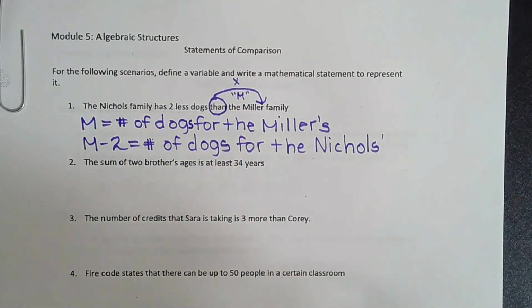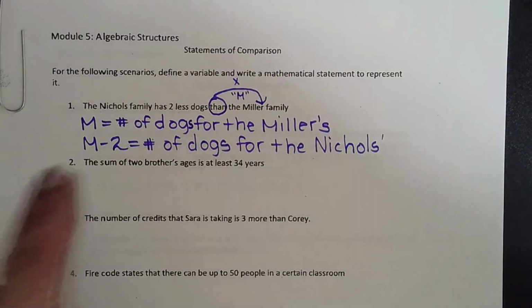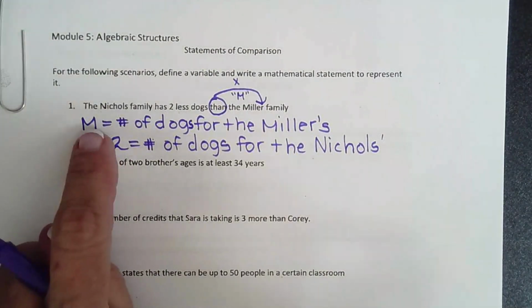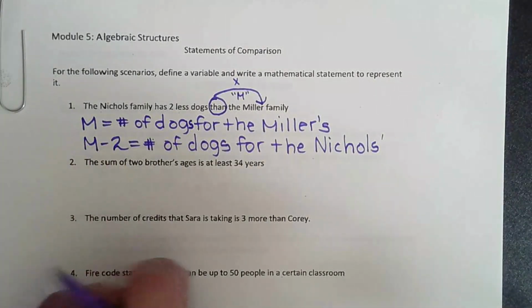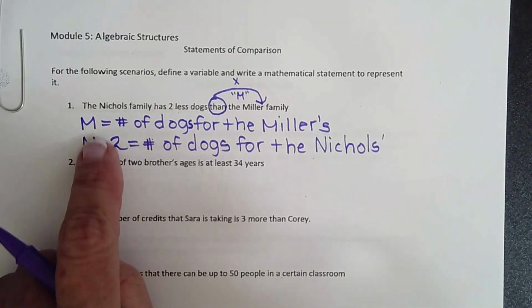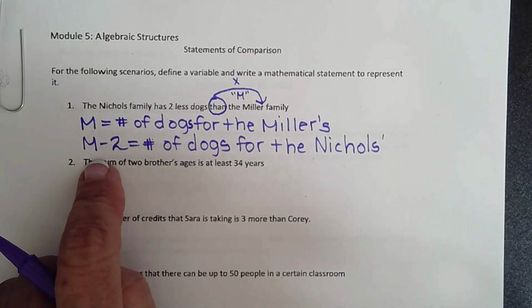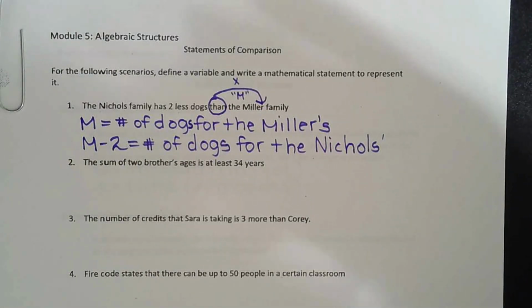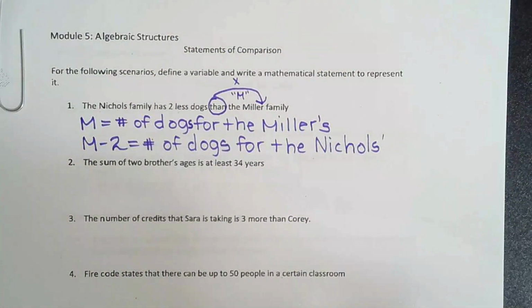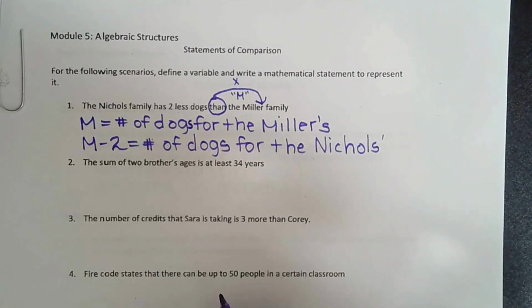If they say the 2 families have a total of 8 dogs, you'll go, oh, total means add. M plus M minus 2 equals 8. So see how important it is to write variable statements? Because once you write them, then you just read the next sentence and it's going to say sum or product or quotient, and you take your 2 variables and do what it says.